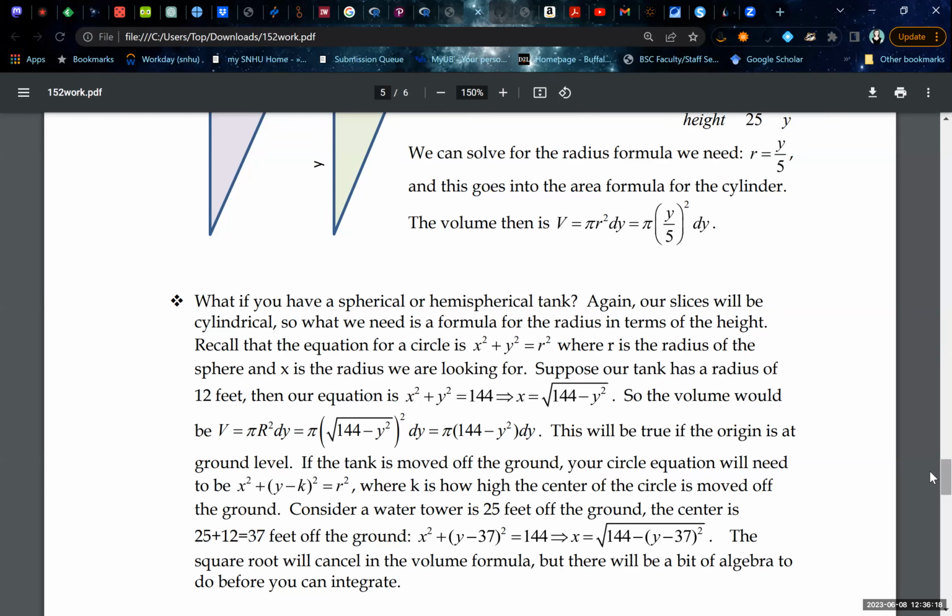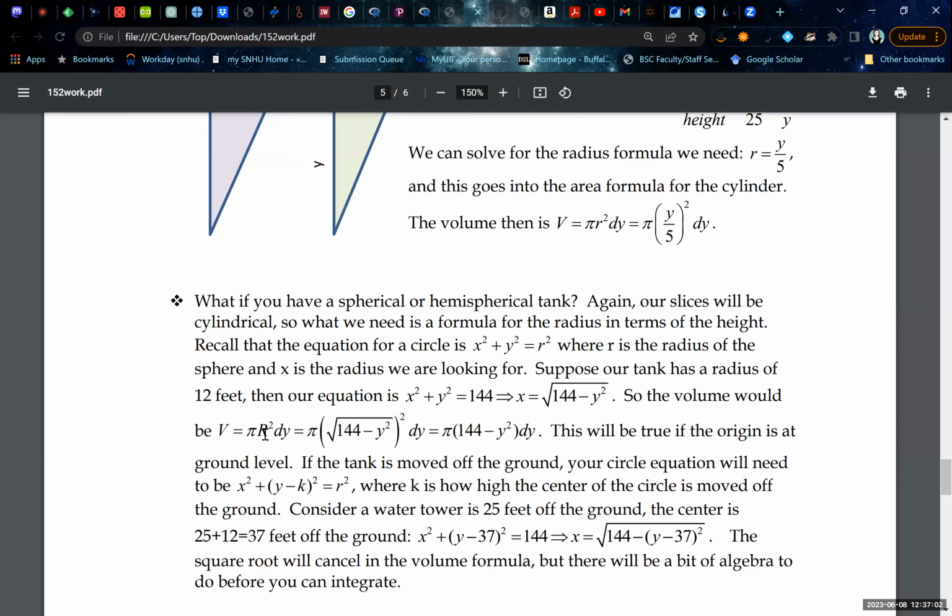Now the problems here can get a little more complicated, depending on where you specify your 0 to be. So you want to think about those somewhat carefully. But the relationship for the x, which is the radius that we want for our cross-sectional slice, comes from the equation of the circle. So if our tank has a radius of 12 feet, then our equation is x squared plus y squared equals 144. And x is the positive length, it's the radius, because it's not a position, it's just a distance. So x is the square root of 144 minus y squared.